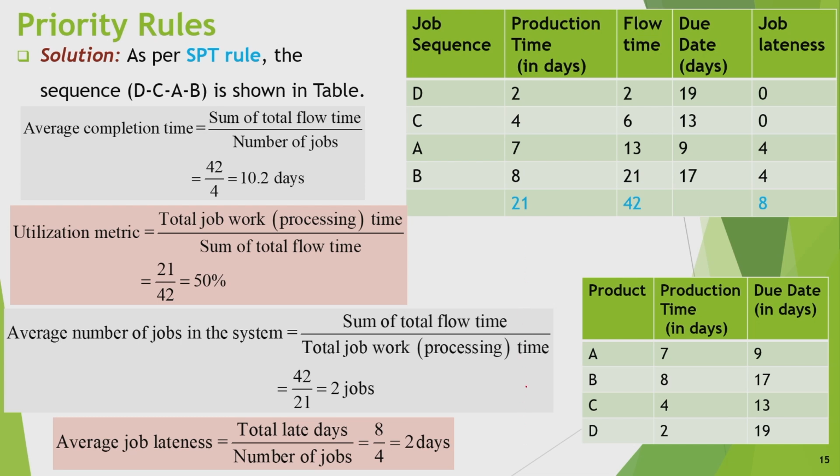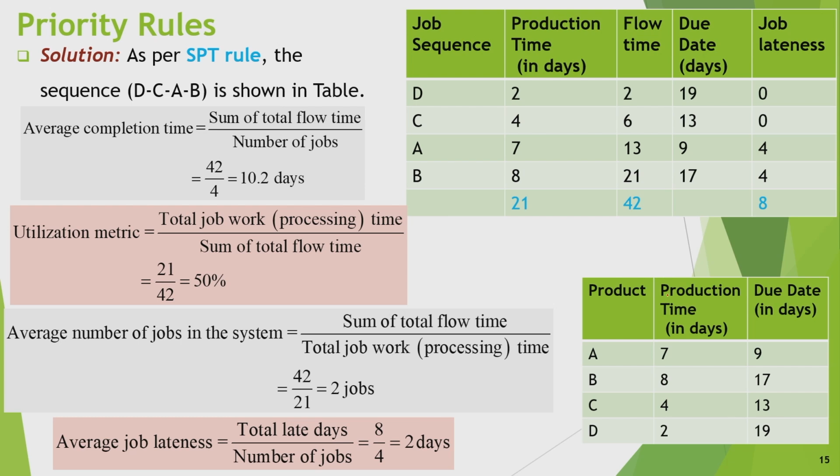So in the order of their processing time we have arranged, and we do the same type of thing: we calculate the job lateness in the same way. Here D is 19 minus 2, they have no lateness because the due date is 19. But A takes 7 and the due date is 9, but it is finished in 13, flow time is 13. So naturally it is late by 4. Similarly it becomes 21 and this is 17. So this is also late by 4 days. So like that it is there.